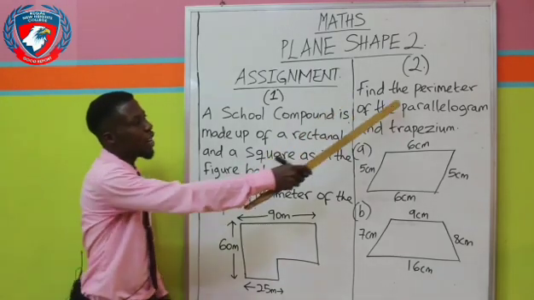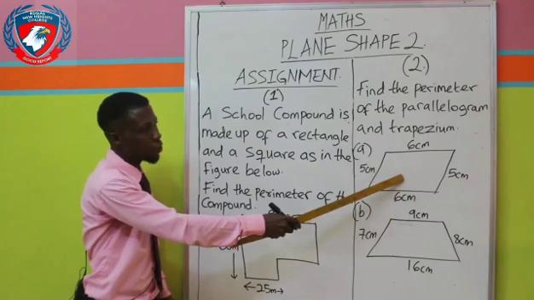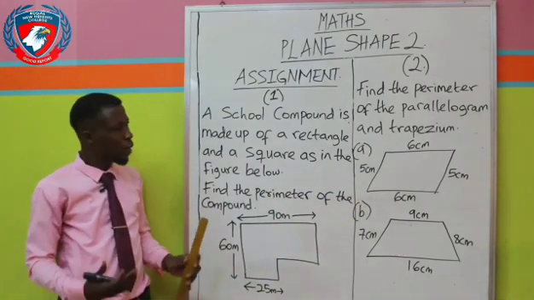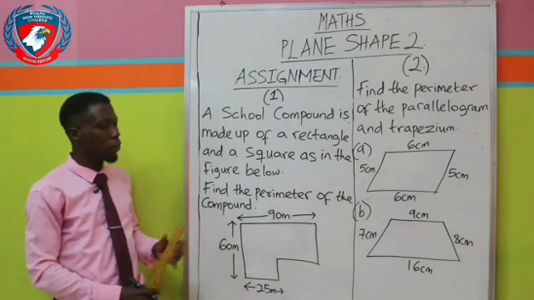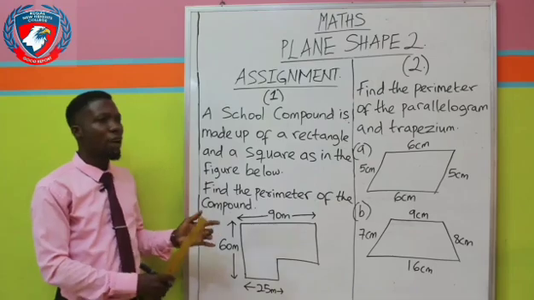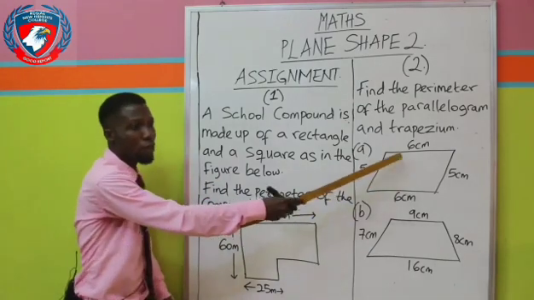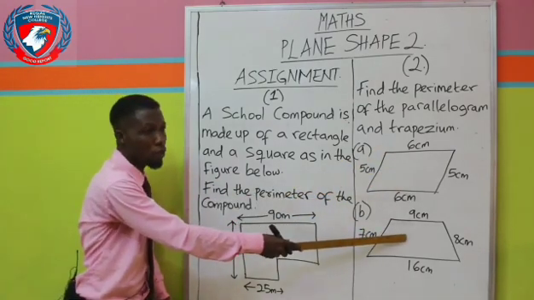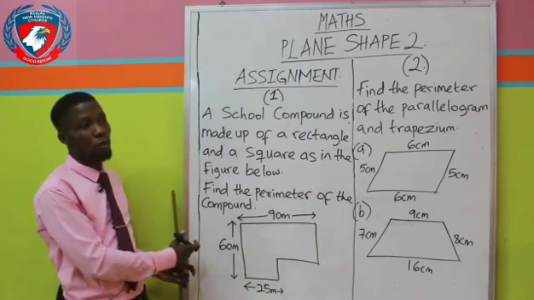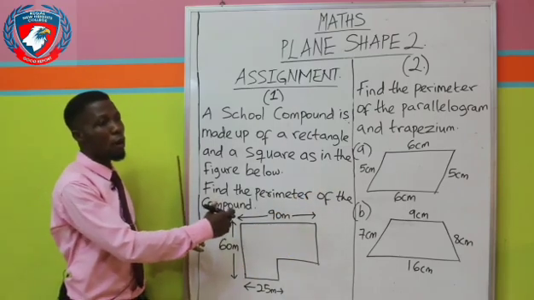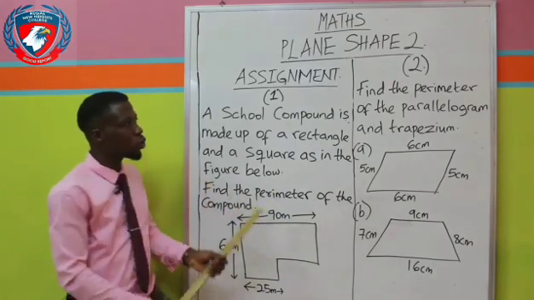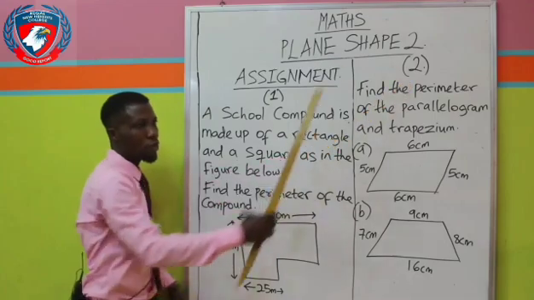Example 2. Find the perimeter of the parallelogram and the trapezium. Like I said, we have different types of plane shapes, which I'm going to highlight again. We have triangles, rectangles, circles. One of them is a parallelogram and one of them is a trapezium. To do this, use the example 2 which I gave you of a regular hexagon to solve assignment 2.